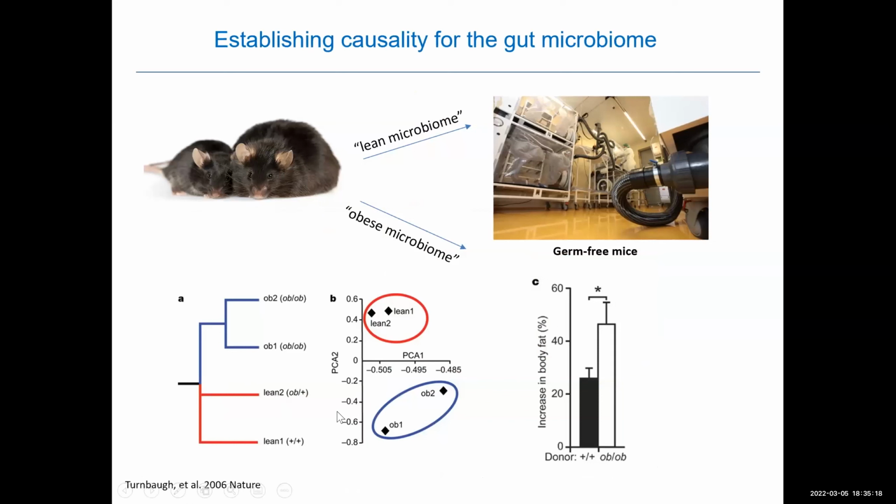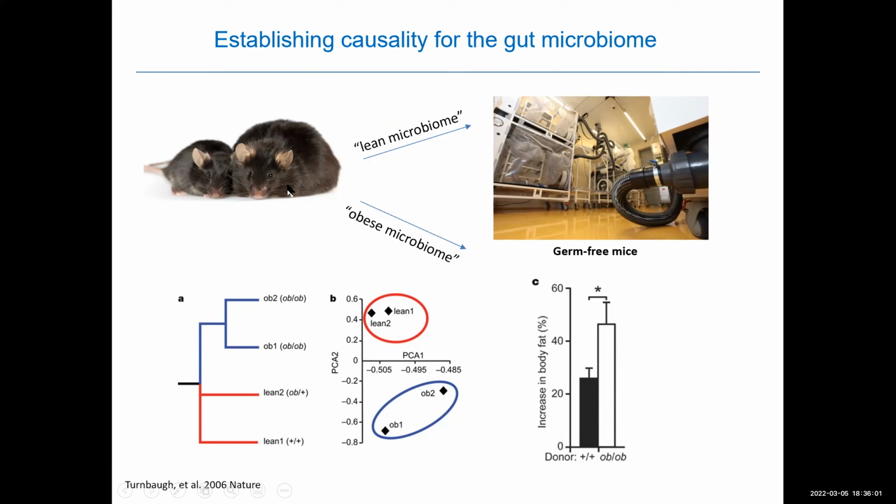Okay. And so just to show you an example of how the germ-free mouse model was used, the very first study which established a humanized mouse model was done by Jeffrey Gordon in Washington. He observed that he had a wild-type mouse and a mouse with a genetic defect, and this genetic defect leads the mouse to always eat until it becomes morbidly obese.